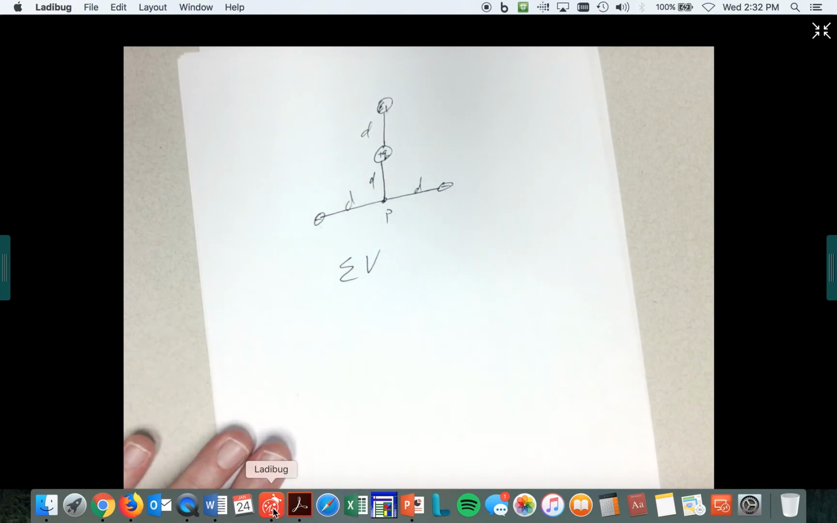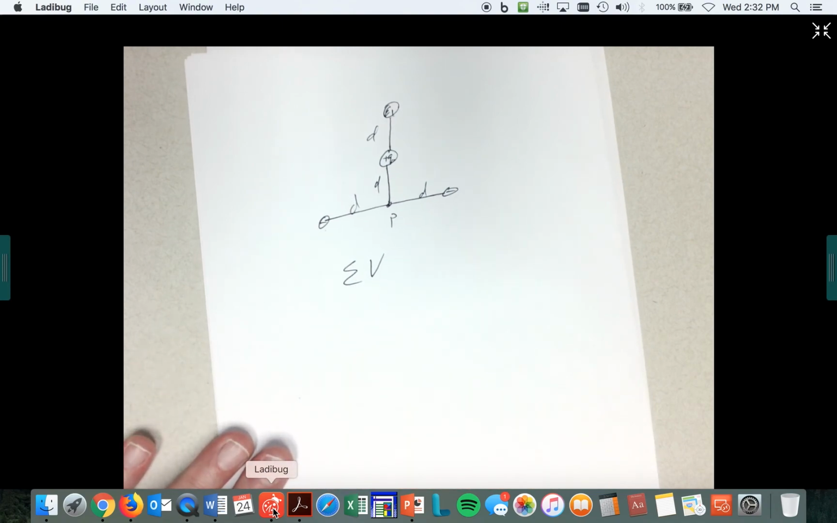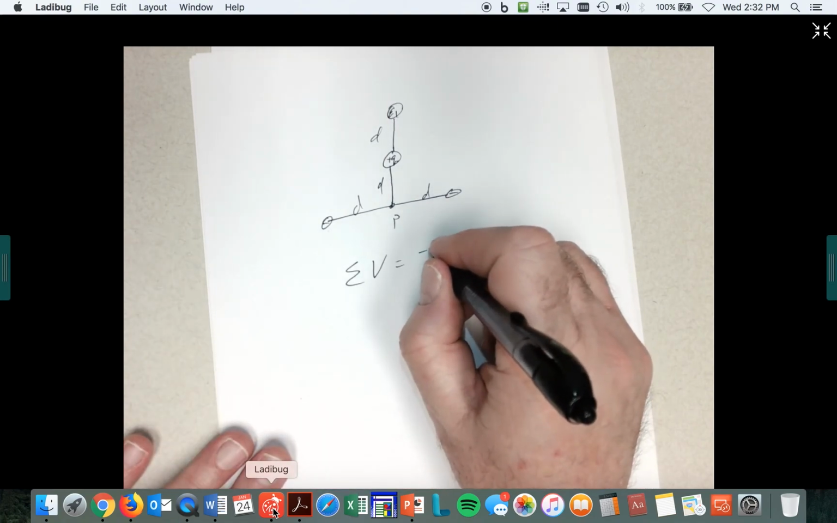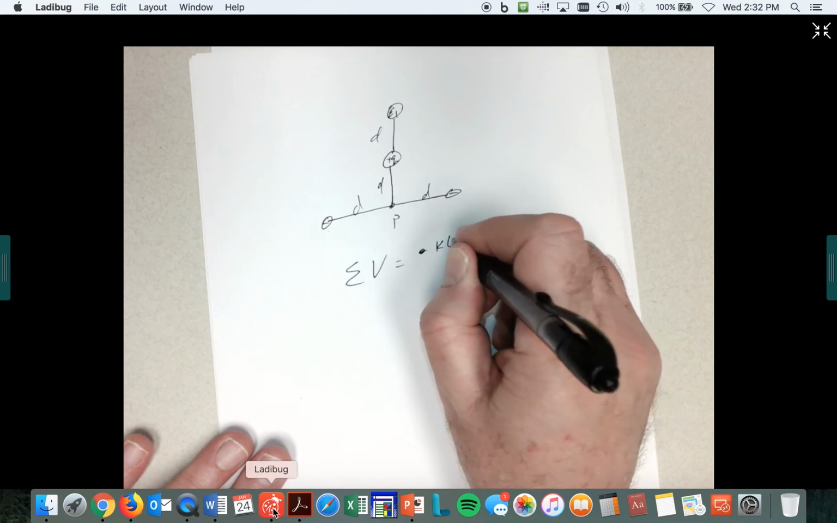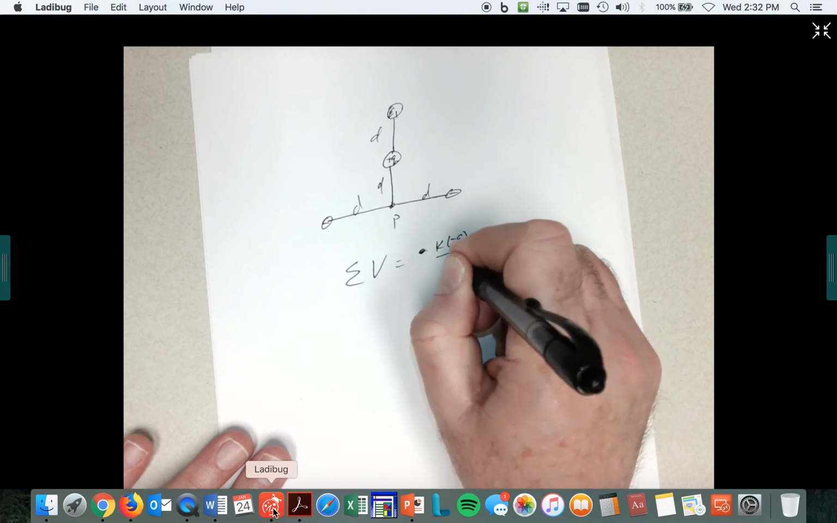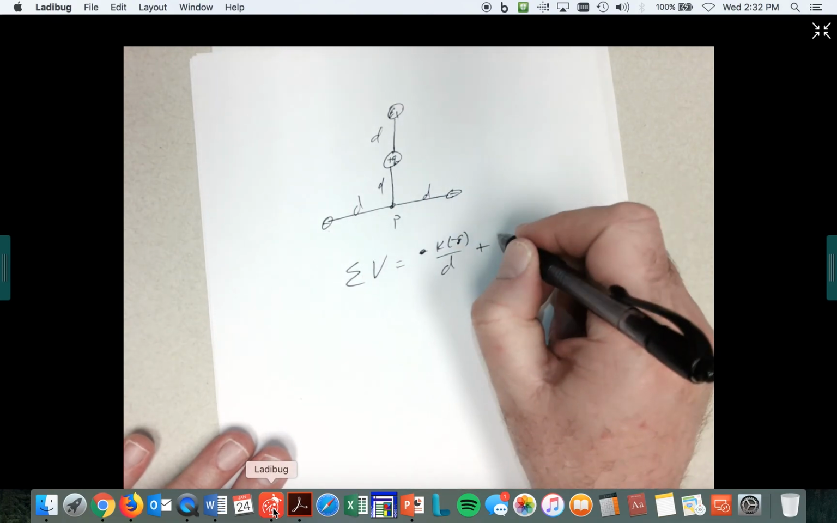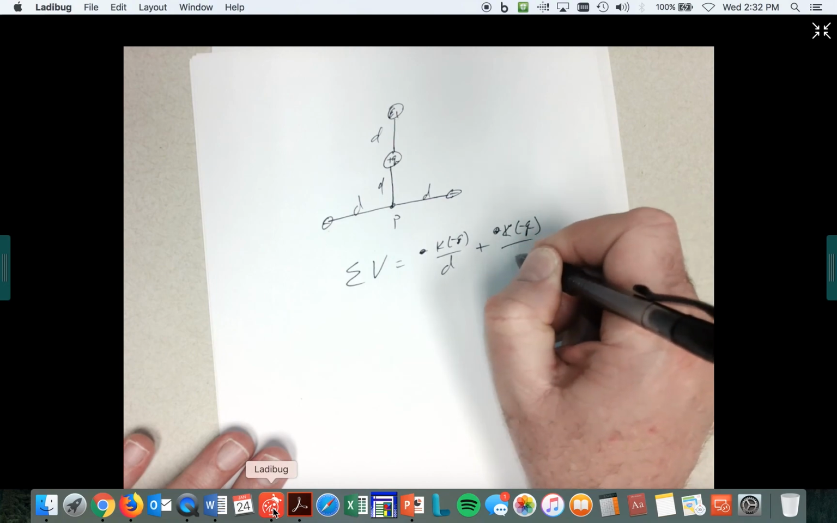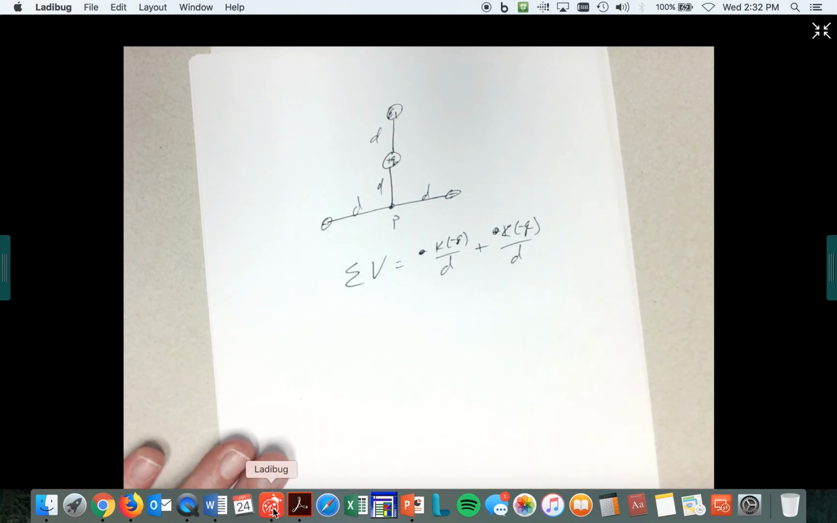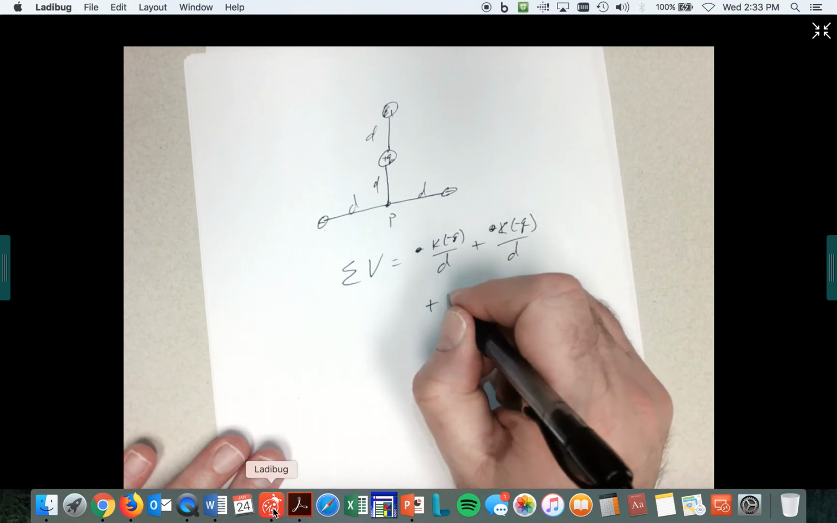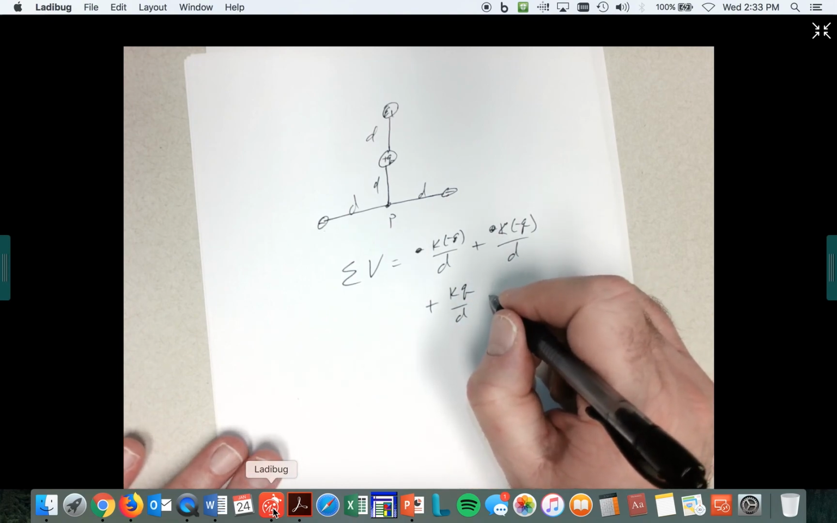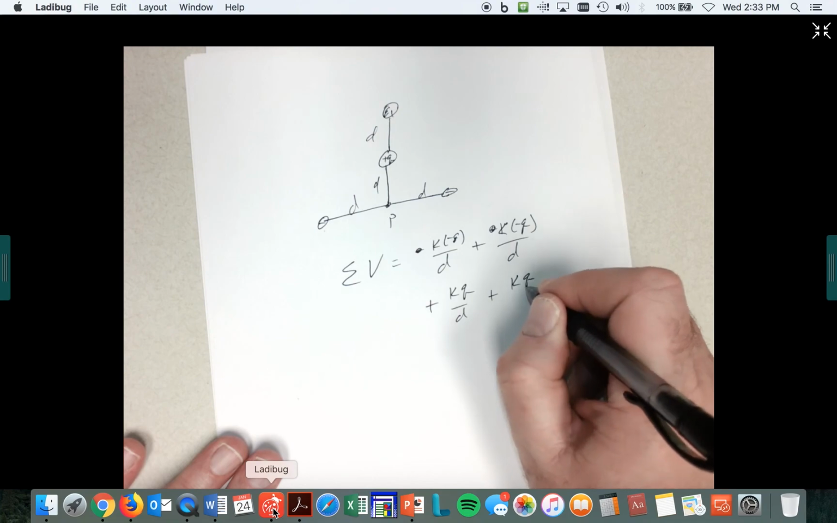Add them up, Buttercup. That's all you have to do. Take it one piece at a time. So you're going to do K minus Q over D, plus KQ over D, plus KQ over 2D.